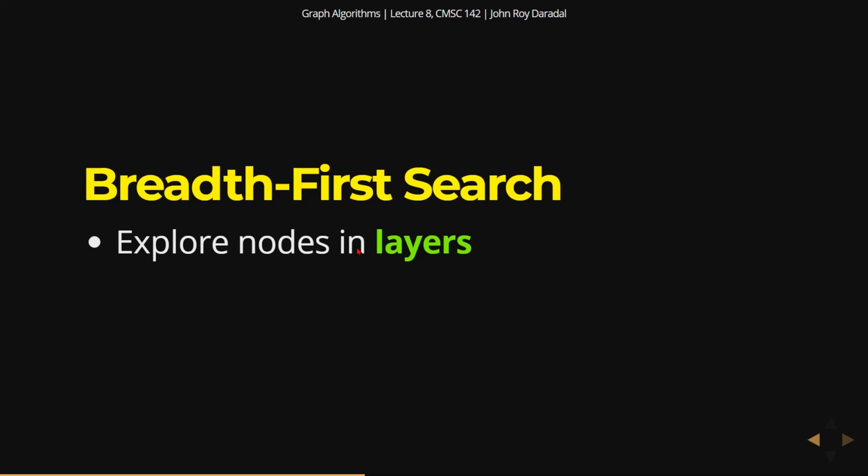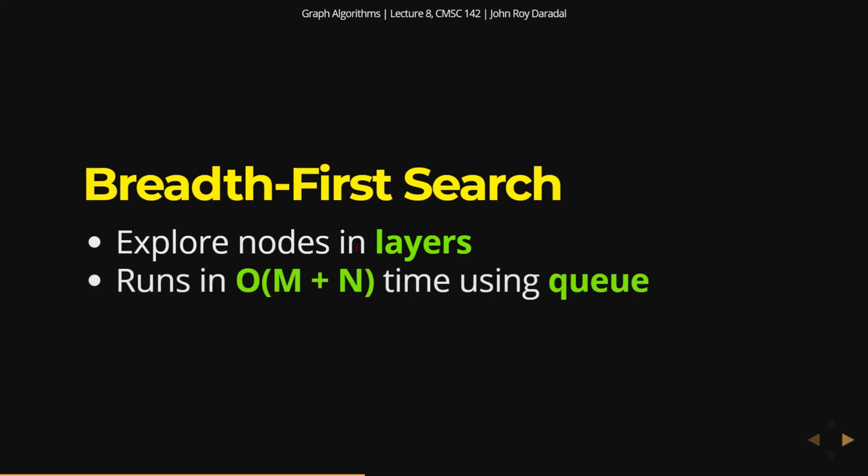Okay, so for breadth first search or BFS, we will explore the nodes in layers. Okay, so for layer 1, we will do all of that, and then next layer, and then next layer, and so on. It will run in O of m plus n time, so more or less linear time, and it will use a queue data structure. So remember, queue uses first in, first out.